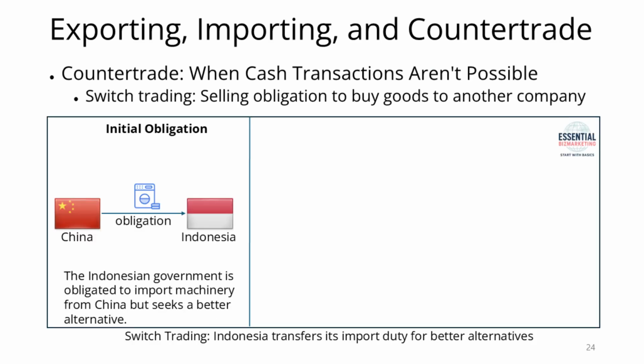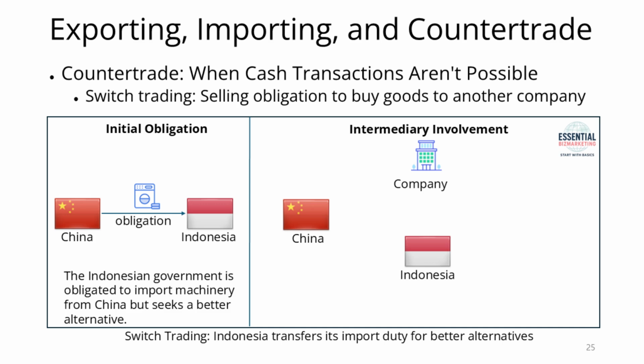Now, let's take a closer look at how switch trading works. Indonesia originally had to import machinery from China. However, it didn't need this equipment or wanted a better alternative. A European company stepped in as an intermediary. It took over Indonesia's obligation to buy machinery from China.